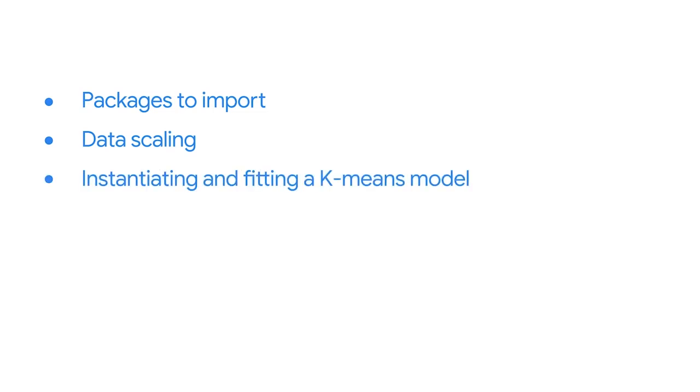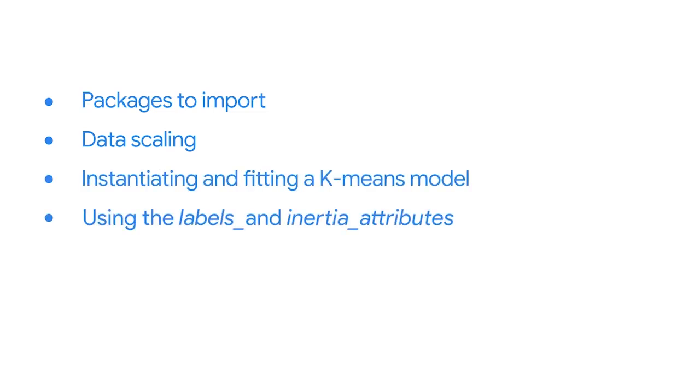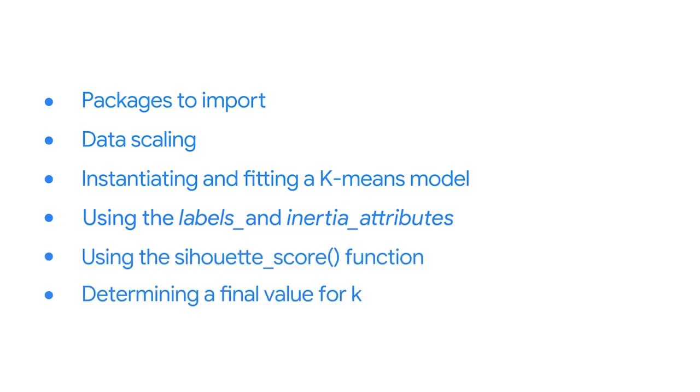In this video, we're going to build a k-means model and evaluate it using inertia and silhouette score. We'll go over which packages to import, how to scale data, instantiating and fitting the model, and of course, using the labels and inertia attributes and silhouette score function to determine a final value for k. Once again, we'll return to Jupyter Notebooks as the platform where we'll build our models.